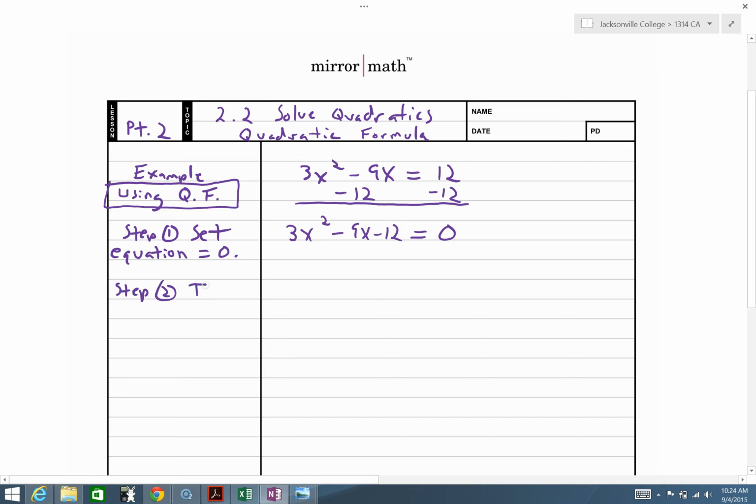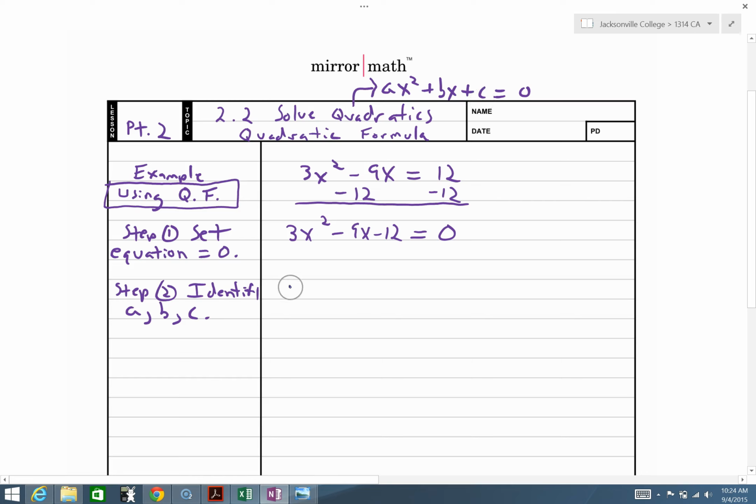Step 2, we will identify A, comma, B, comma, C. And A, B, and C are from our form ax squared plus bx plus c equals 0. This is the standard form for quadratics. A is the coefficient of x squared, B is the coefficient of x, and C is our constant term.